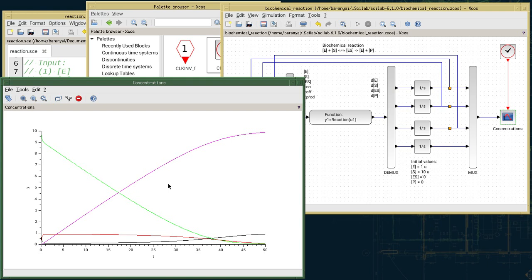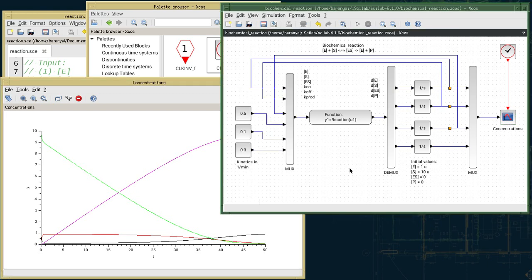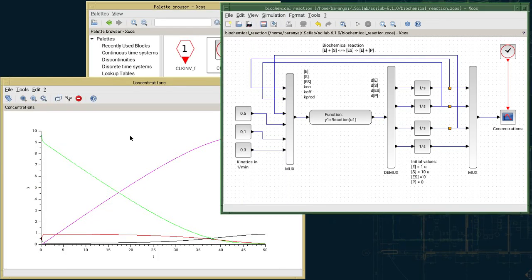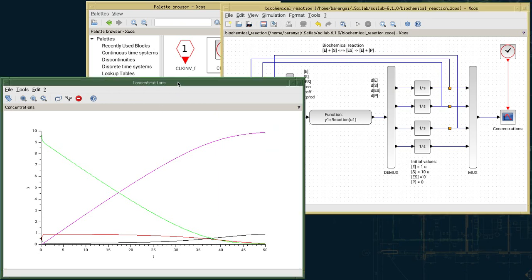So this is what I planned to show you today, how this biochemical reaction is working. You can see we built a function first, a model first, and then we tried this model. We built it up in the visual interface using Xcos, and we were able to run it here successfully.